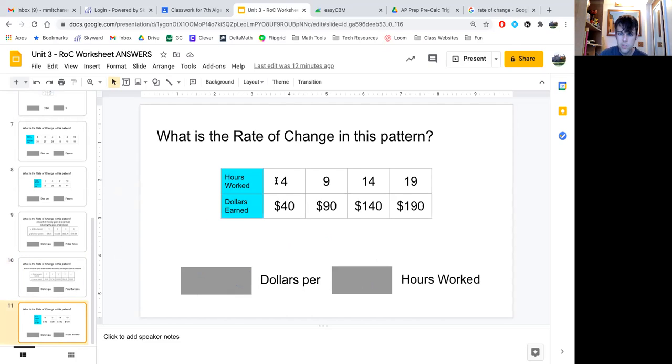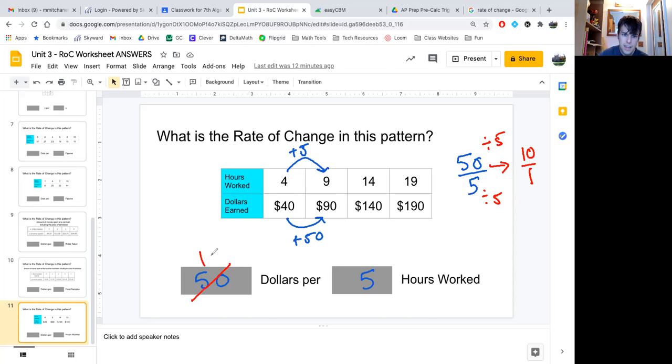And then the last one here, let's look at this one. What is the rate of change in this pattern? So we're counting the hours worked. It's increasing by 5. 4 to 9, 9 to, yep, by 5. We're going 40, 90, that's increasing by $50. So it's $50 per 5 hours worked. That can be reduced because it's not per 1 hour. So we can divide both of those by 5 and get $10 per 1 hour worked. That would be the rate that the person is getting paid for whatever this job is.